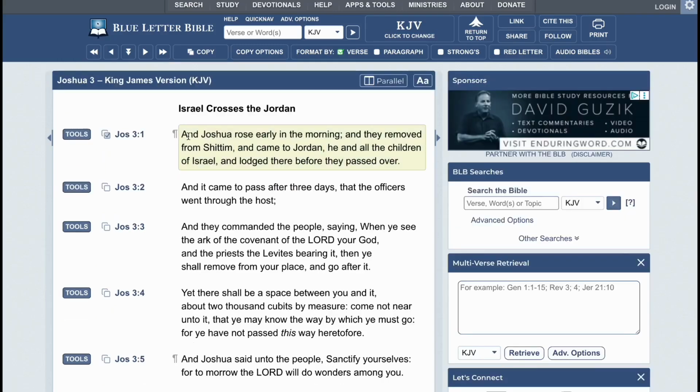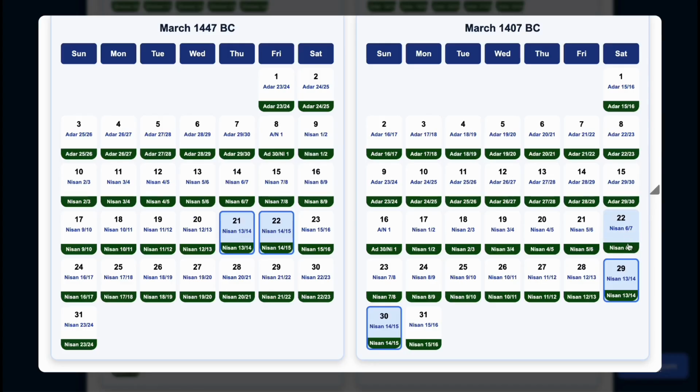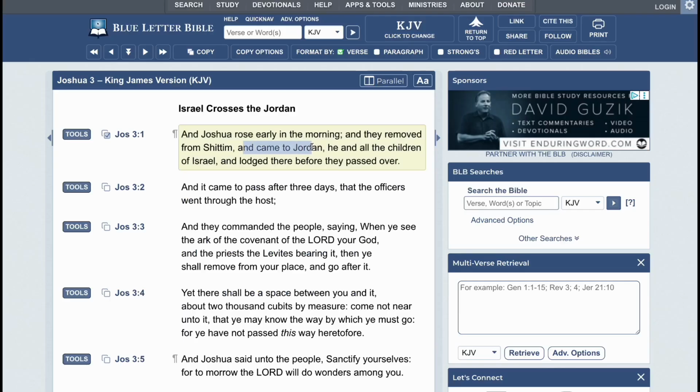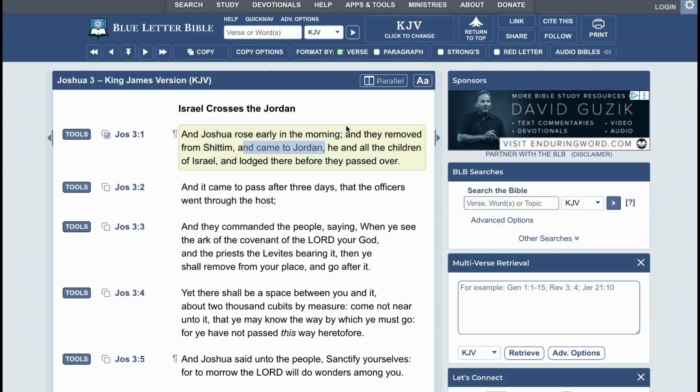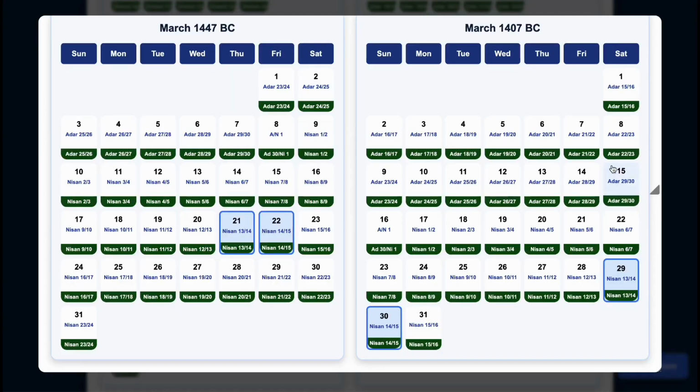And you notice in Joshua 3:1, "And Joshua rose early in the morning, and they removed from Shittim." So that means on the 22nd of March of 1407 BC, they would have left very early in the day and came to Jordan. So on the very same day, they made it to the Jordan River on March 22nd. And then the Bible lets us know, "and he and all the children of Israel, and lodged there before they passed over." So the Bible is letting us know on the same day, March 22nd, they lodged there.